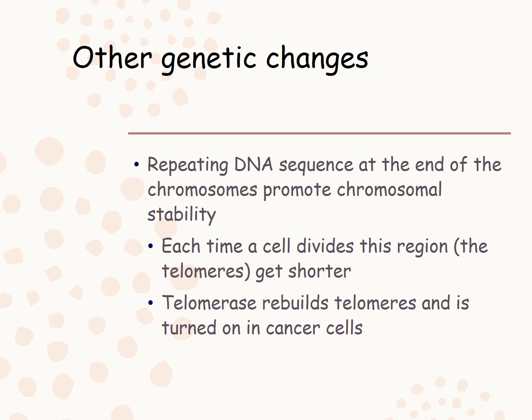Most cells can only divide about 70 times. The telomeres, the short arms of the chromosomes, shorten with each cell division. Telomerase is an enzyme that rebuilds the telomeres. Telomerase functions normally in embryonic cells and adult stem cells. It becomes activated in cancer cells.